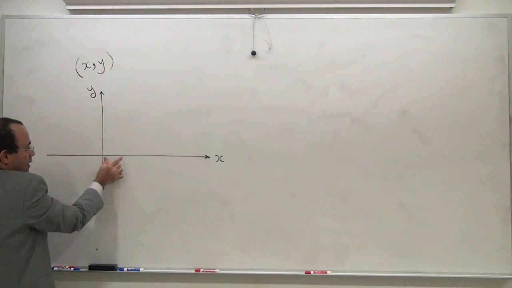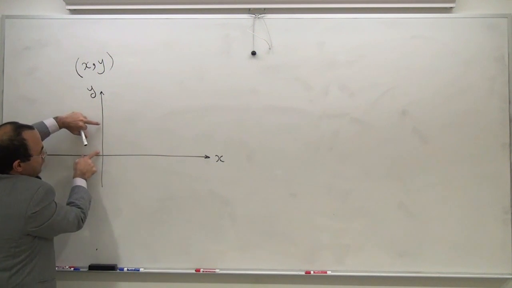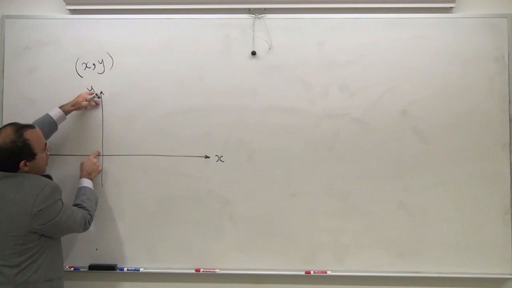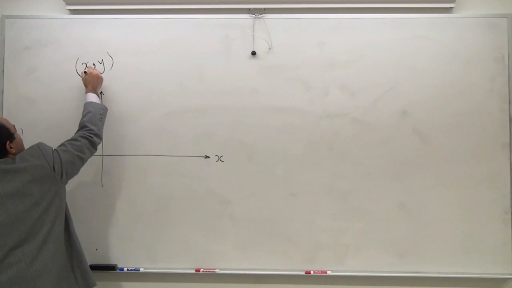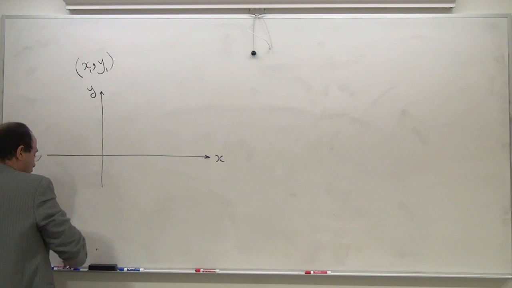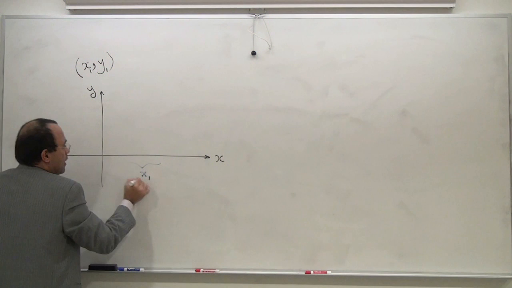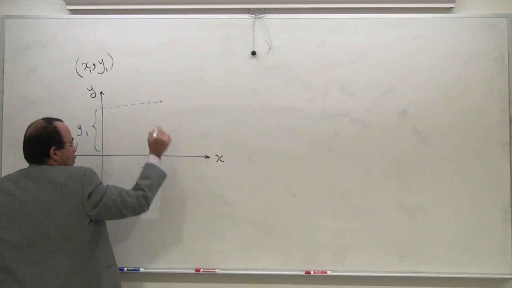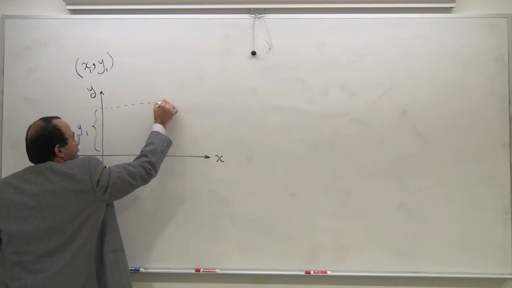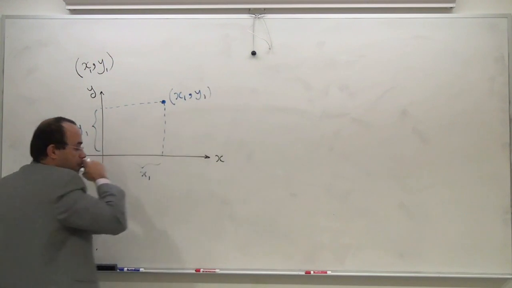Now, if I have 2x plus 3x, I can claim 5x. If I have 4y plus 3y, I can claim 7y. But this number is different. If I say this is x1 and y1, what do I mean by this? I mean on x give me x1, on y give me y1, and this one is going to go in, this one is going to come up, it's going to intersect, this is going to be x1, y1.